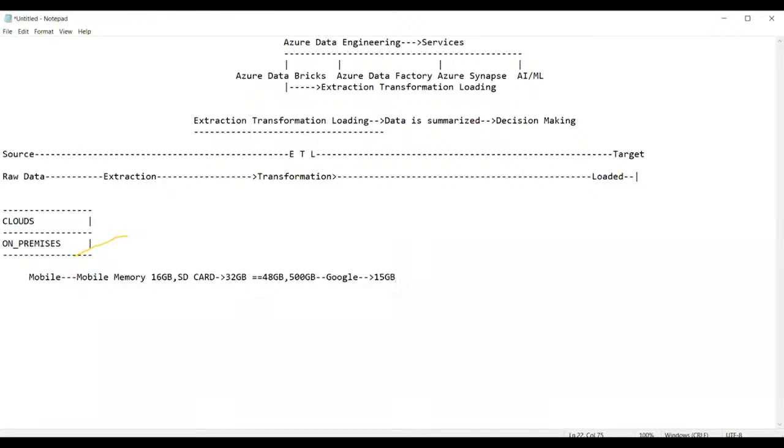Google is providing 15 GB of memory by default. But now you have to store 15 GB or 500 GB, guys? 500 GB. So now what do you have to do? Tell me, guys.